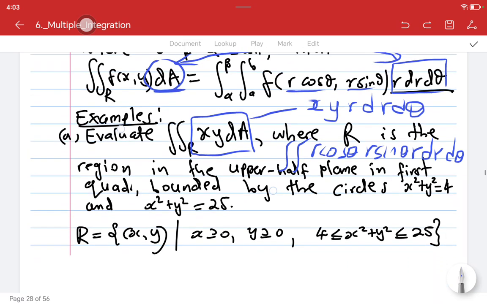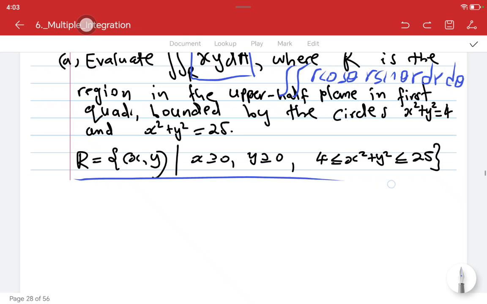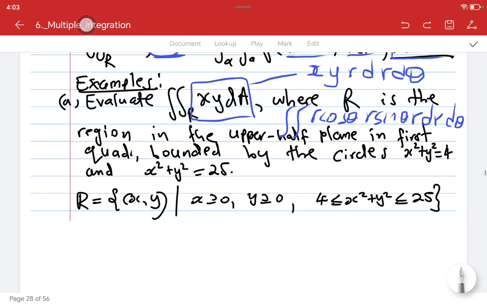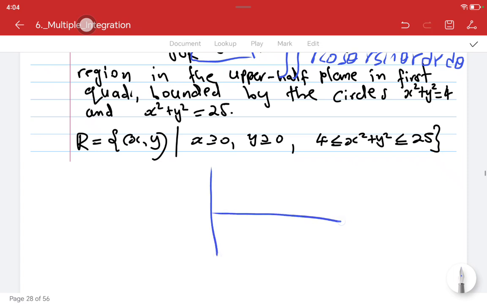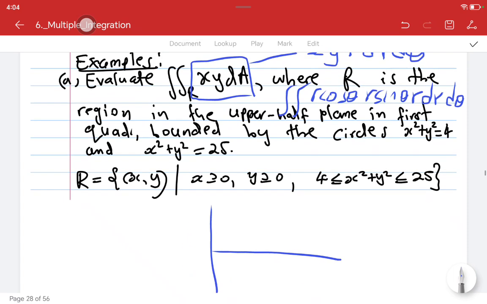So now we come here. The question here said that R is the region in the upper half plane, in first quadrant, bounded by the circle. They said in first quadrant, right? Upper half, first quadrant. So we focus on first quadrant here. It means that when we draw this graph, and we focus on first quadrant, it will be like this.